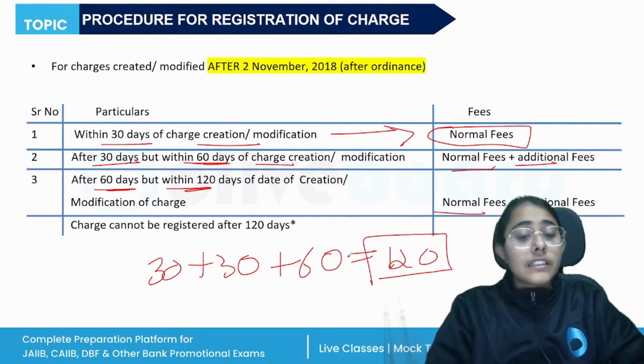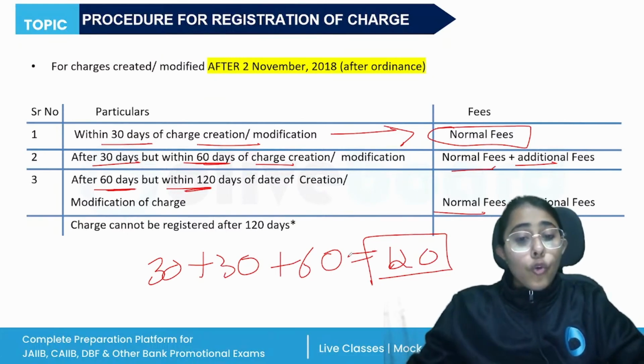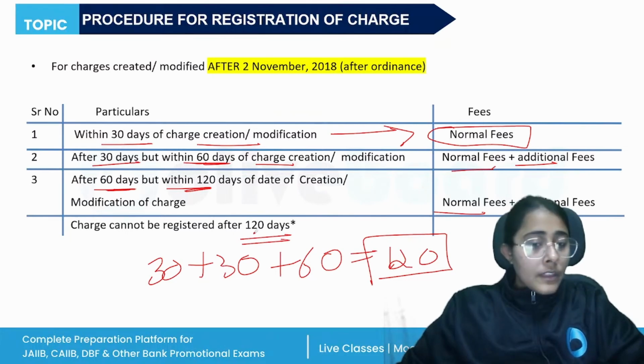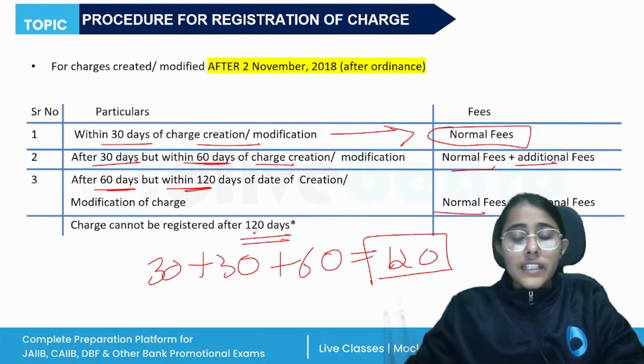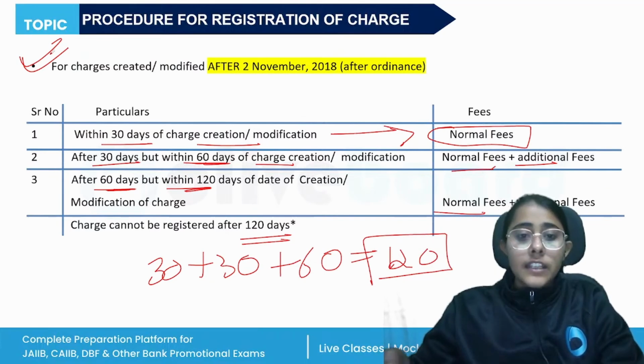This was not there before the ordinance in 2018, right? The charge could be registered beyond these days as well. But now, after the ordinance, starting from 2nd November 2018, the charge can be registered only within 120 days, not beyond that. All right. So this provision is there. This is a very important change that has been made. So if you are asked a question, the charge cannot be registered after how many days? It is 120 days. It is 120 days.